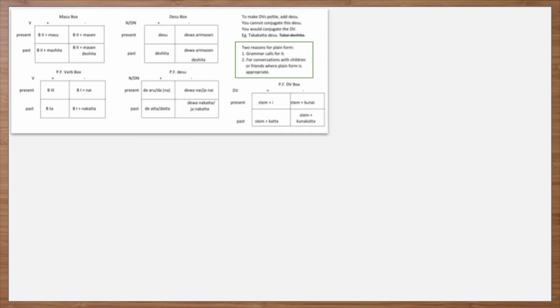So now we'll address this box. We use plain form when grammar needs it. Think back to all the grammar patterns we looked at. They're typically in plain form. We use plain form when we're talking to close friends or children.